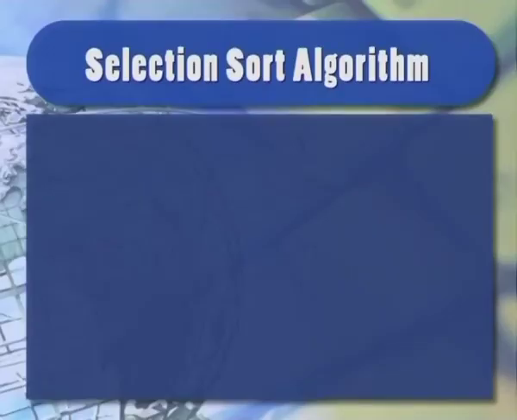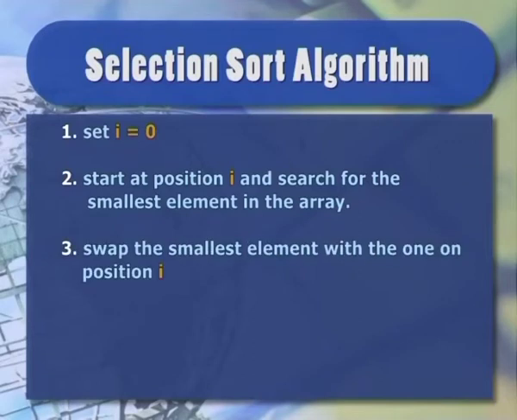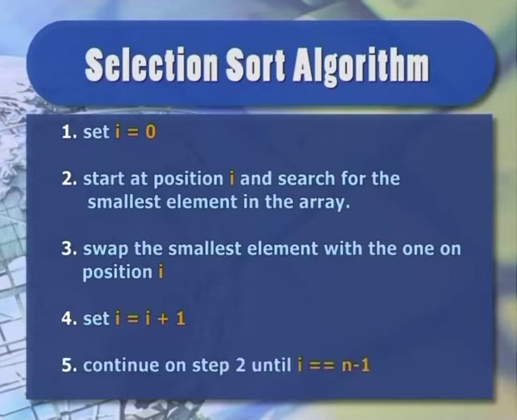We can also state the algorithm as follows. First, set i equal to 0. Second, start at position i and search for the smallest element in the array. Third, swap the smallest element with the one at position i. Fourth, set i equal to i plus 1. And fifth, continue from step 2 until i equals n minus 1.